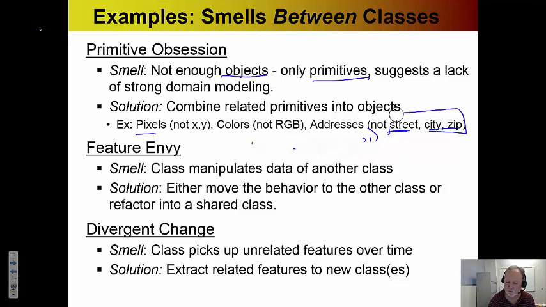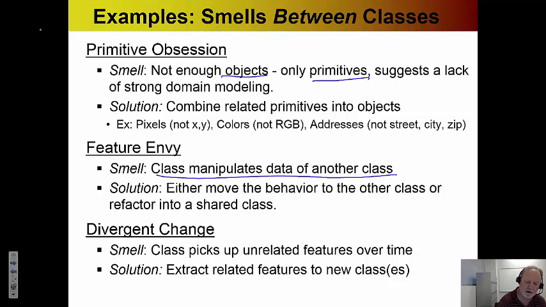Put them into objects and pass those objects around, even if you only need to use part of the object inside of the target behavior or method. Okay. Another one, feature envy. The smell: a class manipulates data of another class. I mean, I see this a lot. Feature envy I see a lot with helper classes. And it's kind of debatable, I should get back to that.